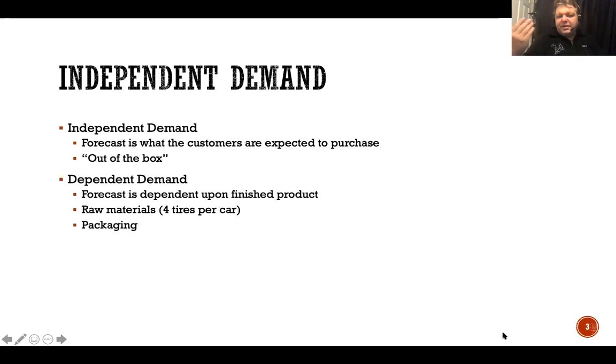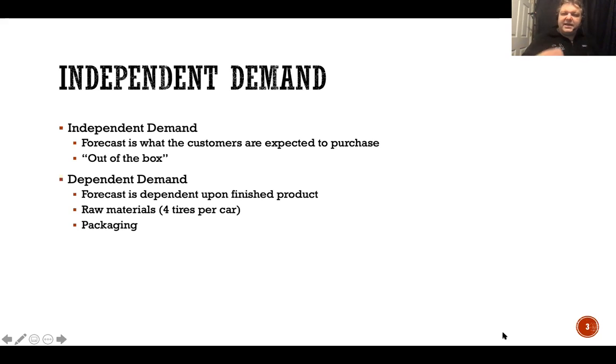So another example would be, as I have on the slides, if I have one car, how many tires does it need? Well, it needs 4 tires because every car has to have 4 tires, 5 if you include the spare. And so the dependent demand for a car when it comes to tires is 5. So I've got 5 tires per car.